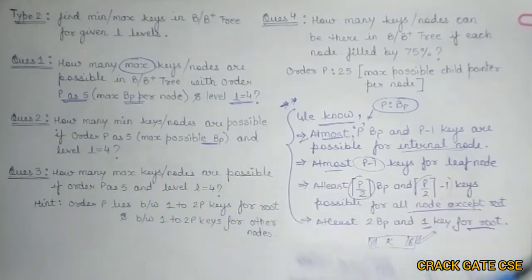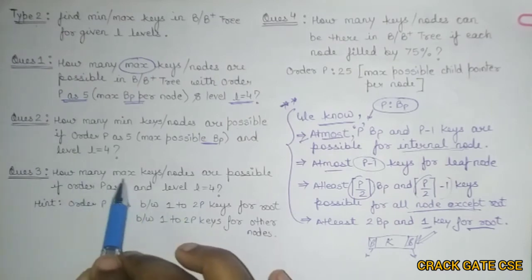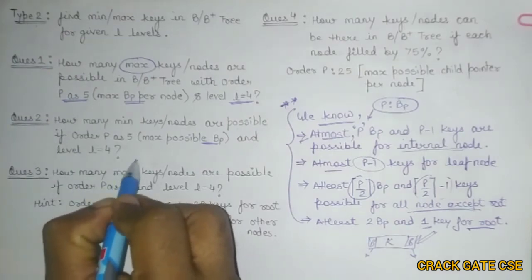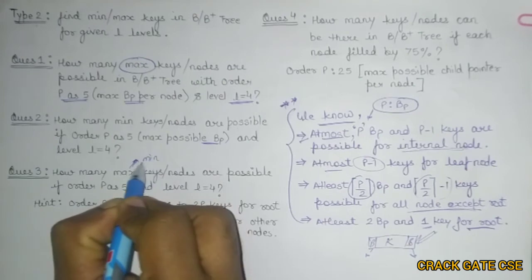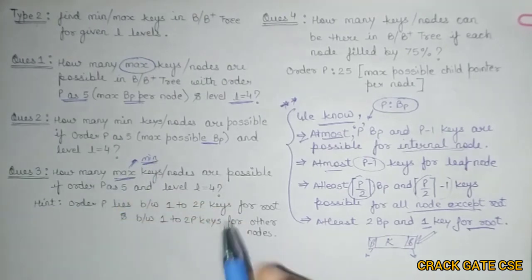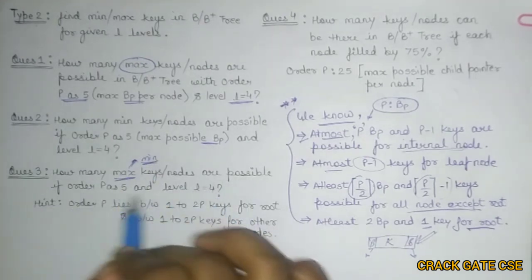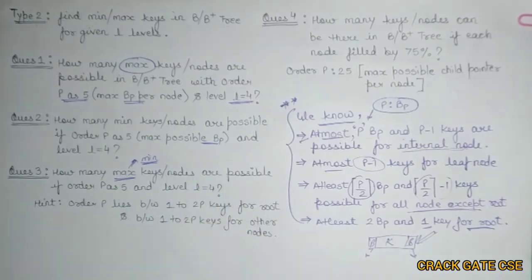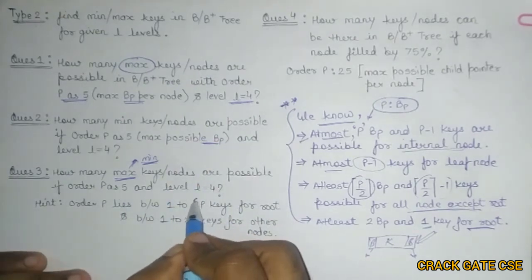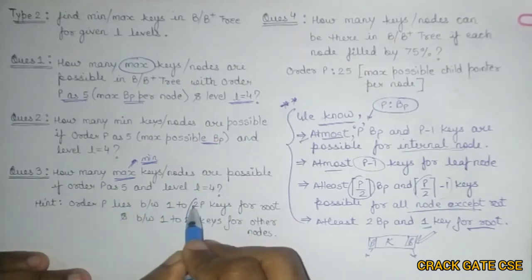Now we can move on to the third question. So I hope you can try this third question on your own. Let me give you a hint over here. All the details are same as the previous one. We have to find out the maximum keys, and I would suggest you to find out the minimum as well. So find minimum and maximum keys or nodes that are possible, where order is given as 5 and levels are given as 4.